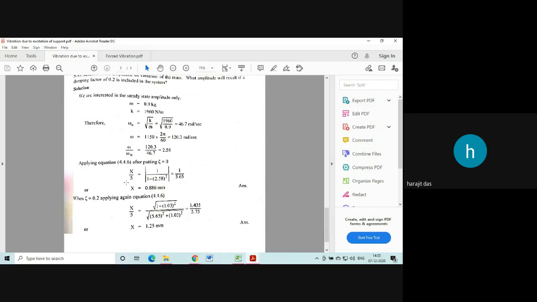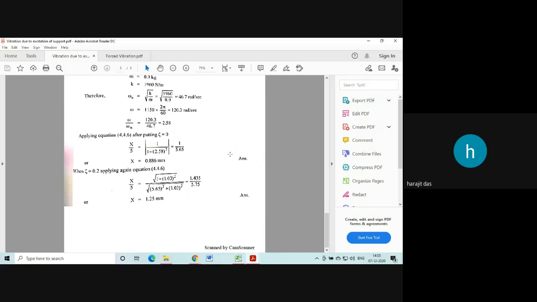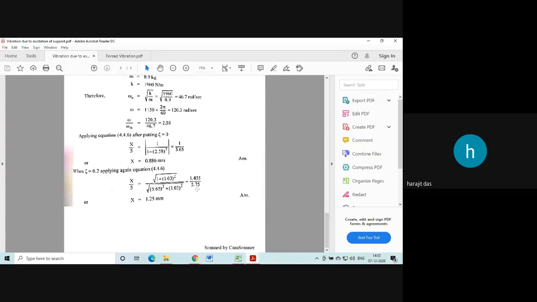This body will vibrate with this amplitude under the support amplitude of 5 mm. And if the zeta value is taken as 0.2, then the amplitude X upon 5 will be this one. Because the zeta value is there, the second term, 2 zeta omega upon omega n, will have some value, so you need to put it here. Again, same thing. So you will get X equals 1.25 millimeters.